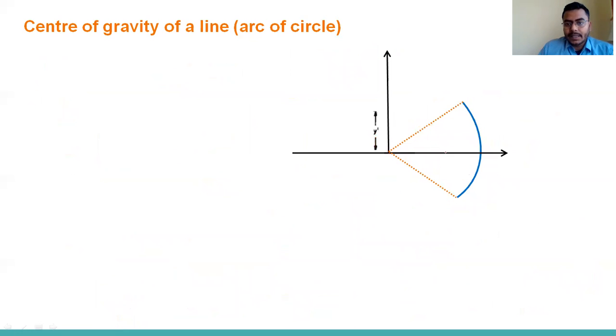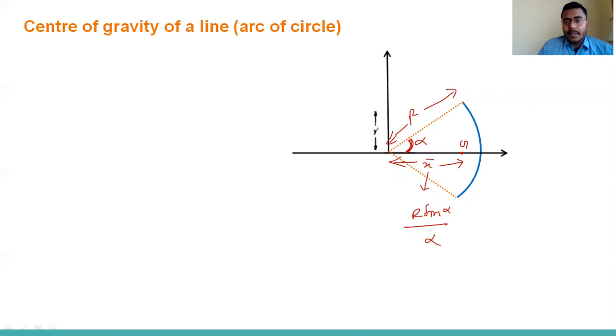So for this, somewhere here, this is G, we are getting this x bar, that is r sine alpha, where r is the radius of this arc circle, and alpha is the semi angle of this much only, okay, alpha. So we are getting x bar equal to r sine alpha divided by alpha.